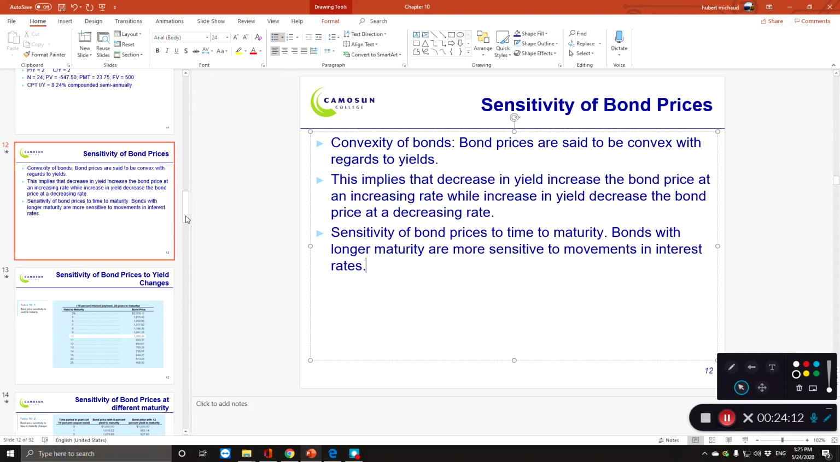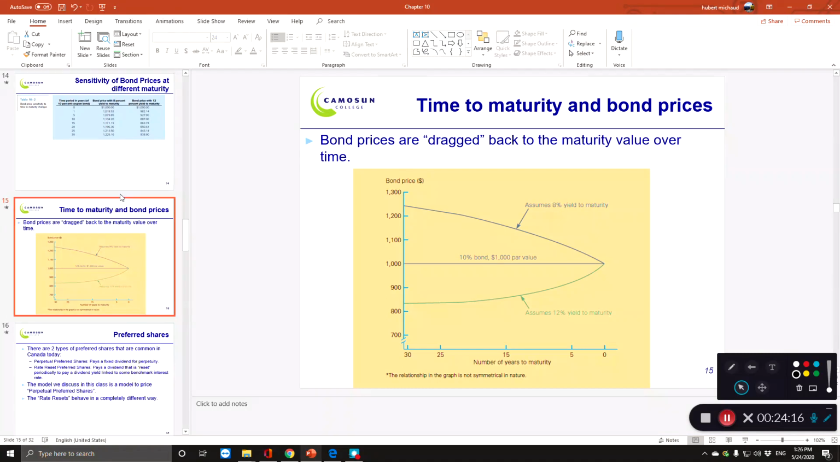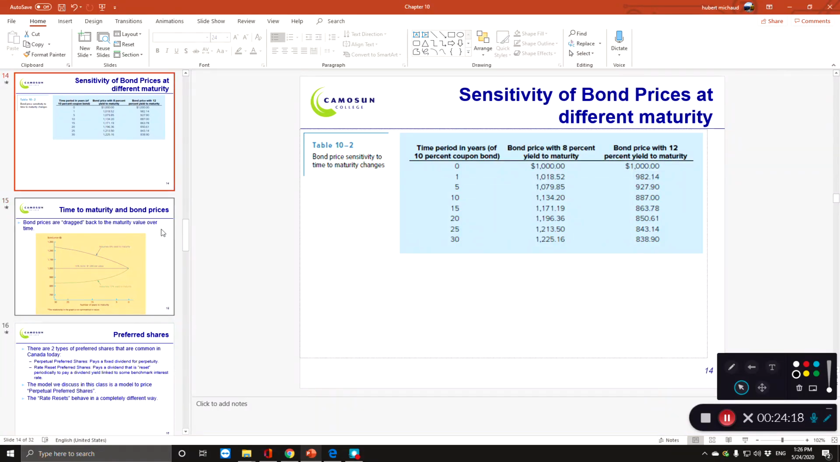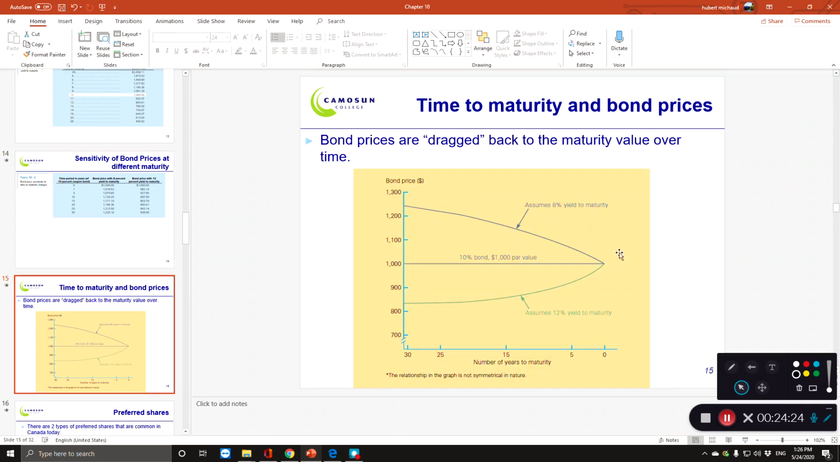Finally, over time, bonds. This is a graph here representing this information. Finally, over time, bond prices are dragged back to par, or to their maturity value. So the idea here is pretty straightforward. Suppose a bond is issued. There's a 10% coupon rate and the yield is 10%. It's issued here. It has 30 years left to maturity.